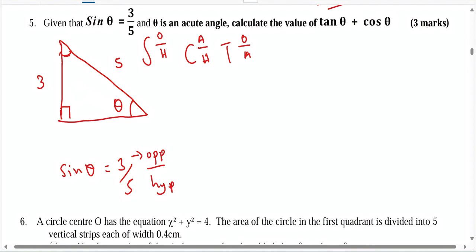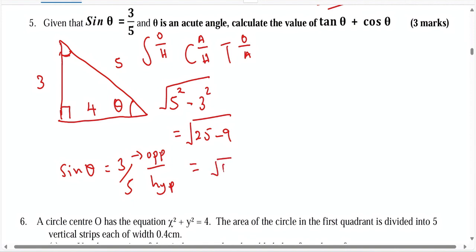So don't get confused. And this one here, if you use Pythagoras theorem, you'll find that this is 4, because of the 3 4 5 rule. Or do it this way if you are lazy: 5 squared minus 3 squared and then square root it. So it gives you 25 minus 9, and if you square root this, it gives you 16. So at the end of the day it is still 4. Okay? So now we know this is 3, 4, 5.